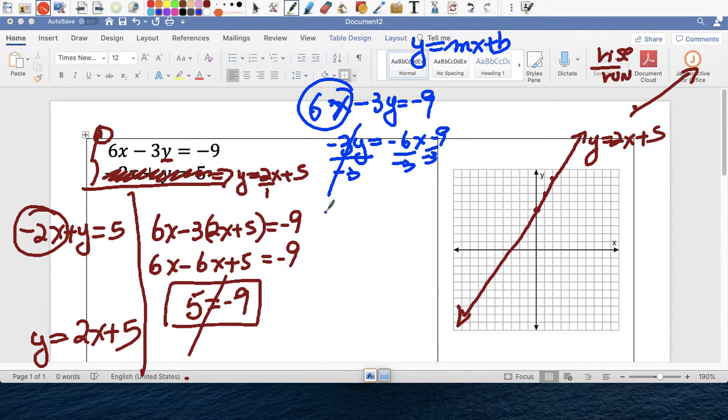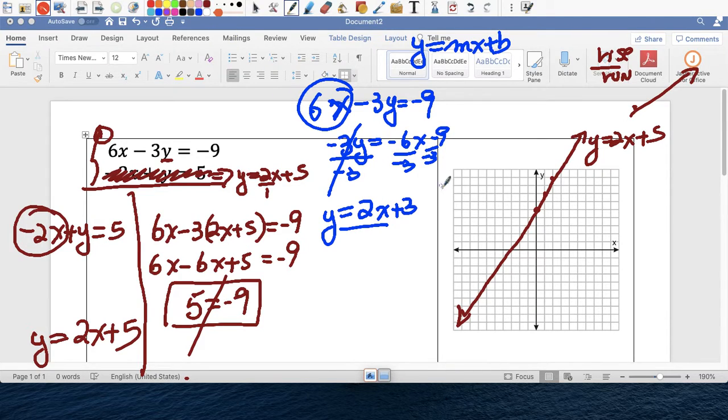My y finally gets isolated. 6 divided by negative 3 is 2. Positive, by the way, negative divided by negative is positive 2x. And then 9 divided by negative 3 is positive 3. So notice there's a lot of similarity between this and that. They both have a slope of 2x, but their y-intercept is different.